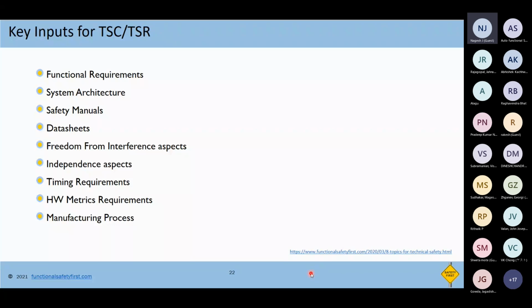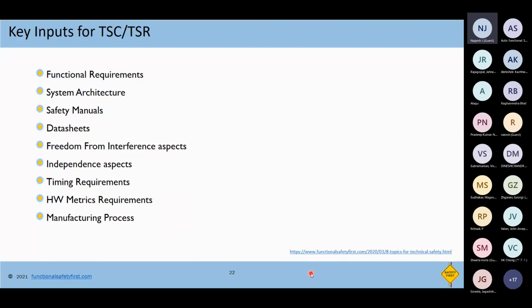So the data sheet should be consulted, and then obviously we need to consider the freedom from interference, the independence, and timing requirements. When we say timing requirements, that could be the FTTI requirements, or requirements driven by your system. And then the hardware metrics: the FIT, the SPFM, the LFM. These need to be considered. And then finally, last but not least, we need to look at the manufacturing process, because functional safety is an end-to-end aspect. It does not start and stop at the system level or at the software level. It goes all the way to manufacturing as well.